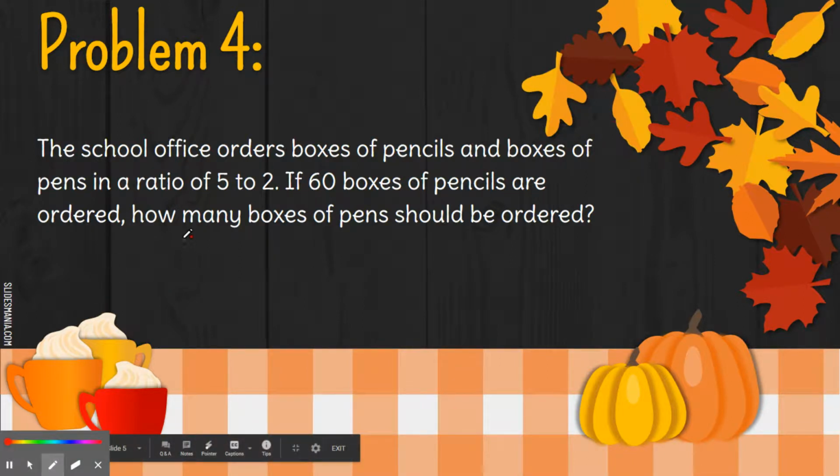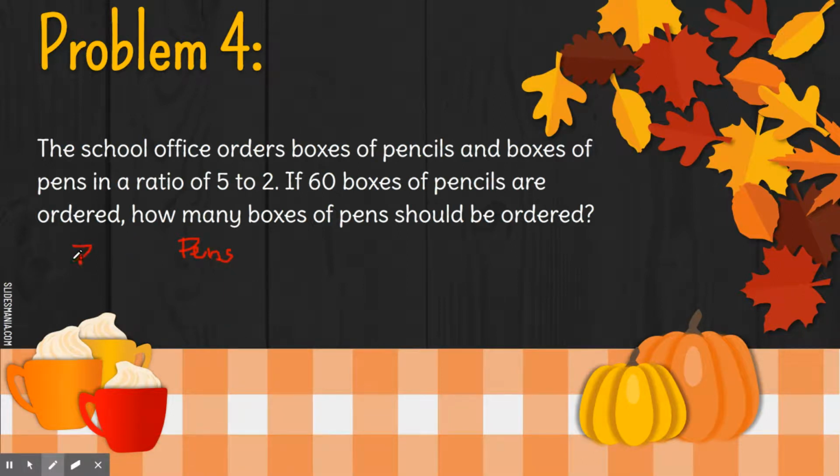So again, we're looking at pens and pencils. And my ratio is 5 pencils for every 2 pens. And we got 60 boxes here, but we don't know how many pens. So again, we can do this too. We can either set up our ratio and say 5 over 2 equals 60 over x and solve it this way. We would then do 2 times 60, which is 120, equals 5x.